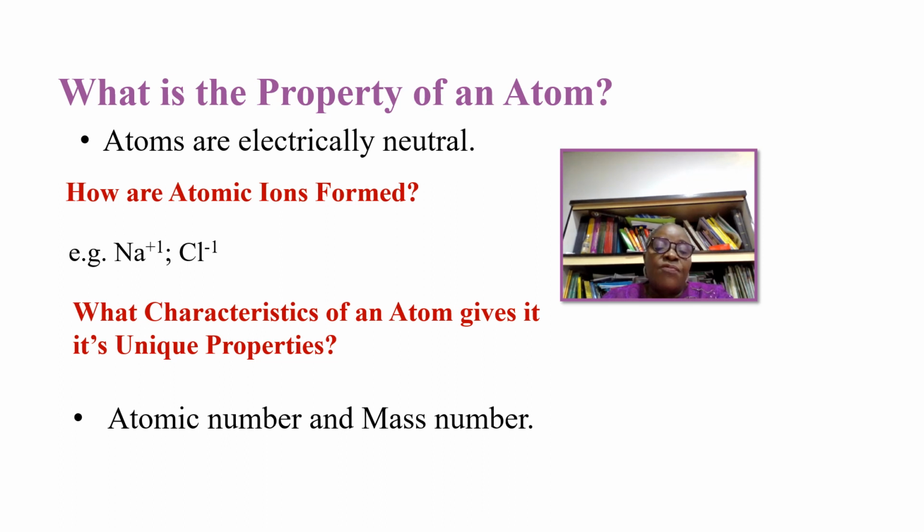What characteristics of an atom give it its unique property? It is the atomic number and the mass number. The atomic number of an atom, we know, is the number of protons in the nucleus of that atom, while the mass number is the total number of protons and neutrons in the nucleus of that atom. These properties give it its unique nature, just like human beings, we have our own unique fingerprint.